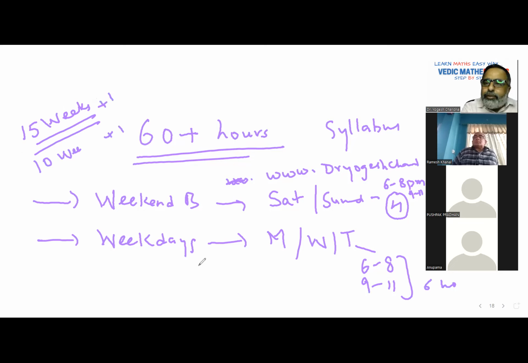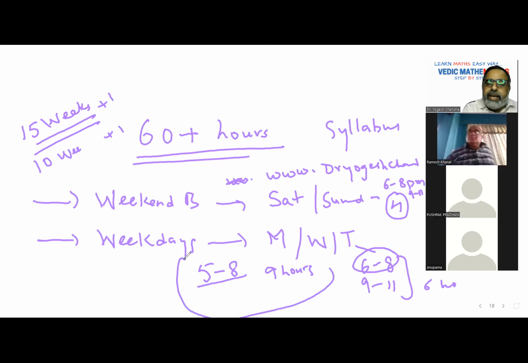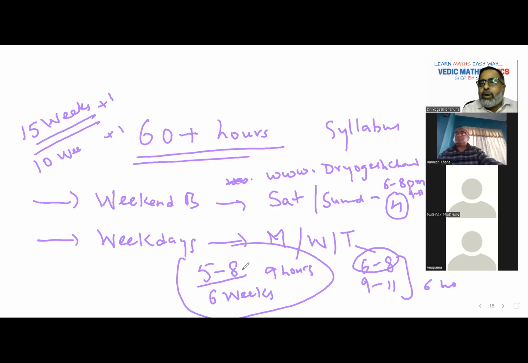If it is 5 to 8 p.m., that means 9 hours in 1 week. 3 days, 3 hours means 9 hours. So that batch was completing in 6 weeks. But nowadays we are not running 6 weeks program because people cannot sit for 3 hours simultaneously. They cannot learn. So this was the concept of how batches are done.